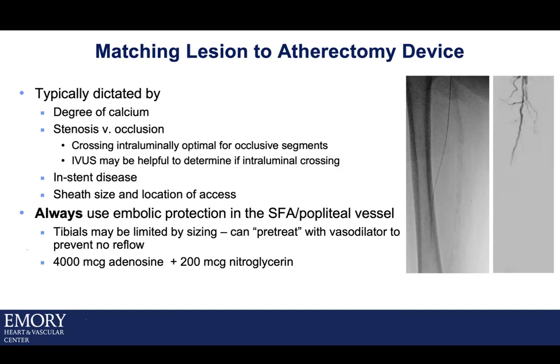We use a significant amount of nitroglycerin with peripheral interventions. Unlike coronary interventions, where you give nitro and you develop hypotension, it's much better tolerated with peripheral than coronary, and also we use adenosine.